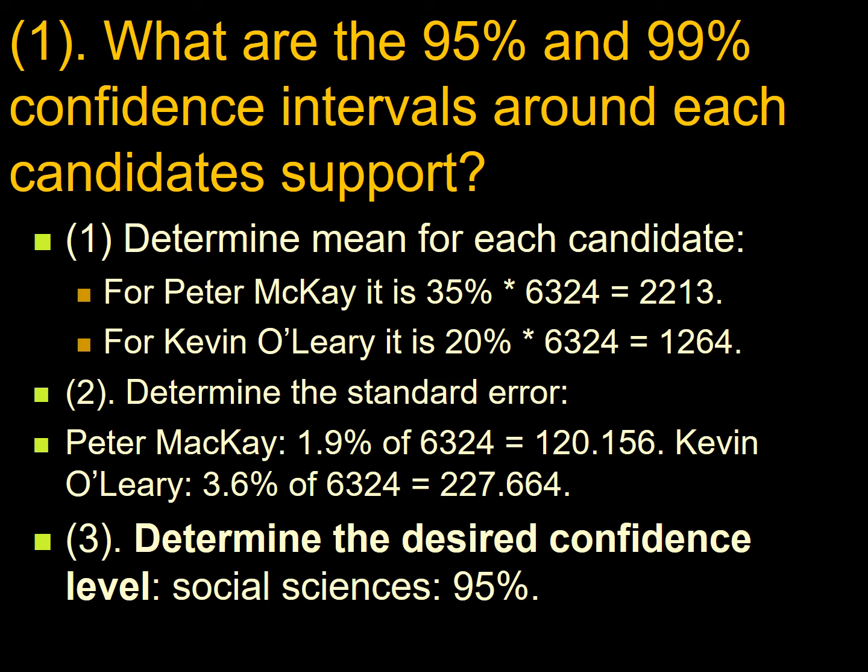In the third step, we determine the desired confidence level. Now in the social sciences, this is typically a 95% confidence level. More stringent confidence levels, typical of surveys, can be 99%.